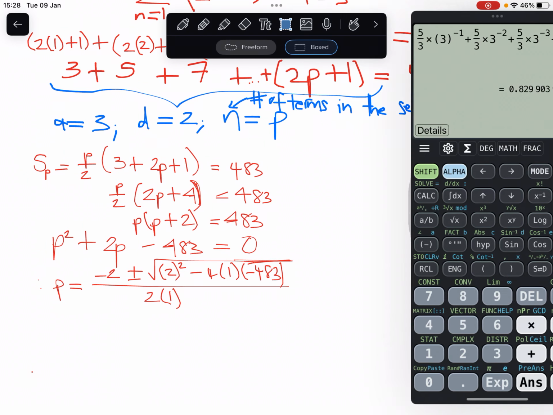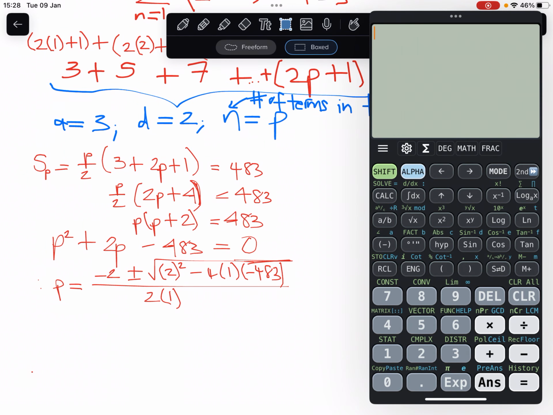Okay, Mr. Calcs or Miss Calcs or non-gendered. Probably shouldn't be gendering the calculator really.